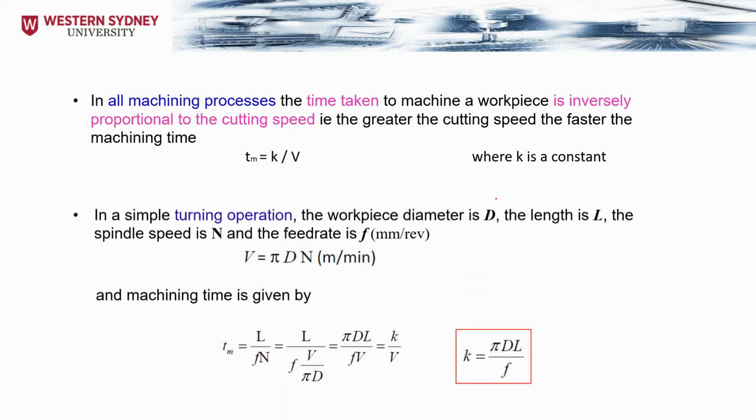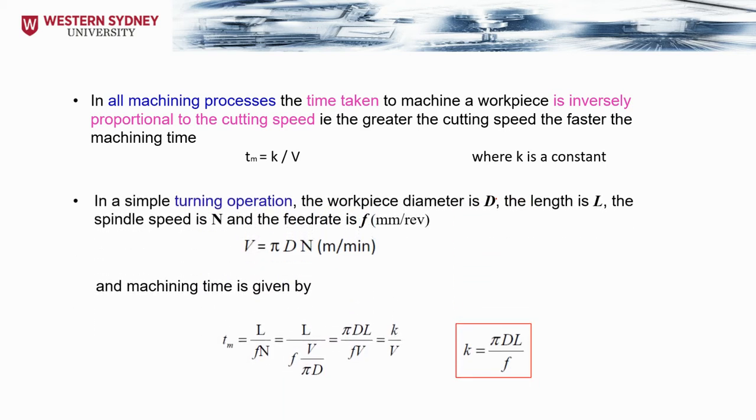So we're going for a simple turning operation. The workpiece diameter is D, and the length of the cutting is going to be L. The spindle speed is N RPM, and the feed rate F is going to be in millimeter per revolution. So the speed of the cutting is going to be equal to pi multiplied by the D multiplied by the N, and the unit is going to be in meter per minute. And then the machining time is going to be given as the length of the cut divided by the feed rate multiplied by the RPM.